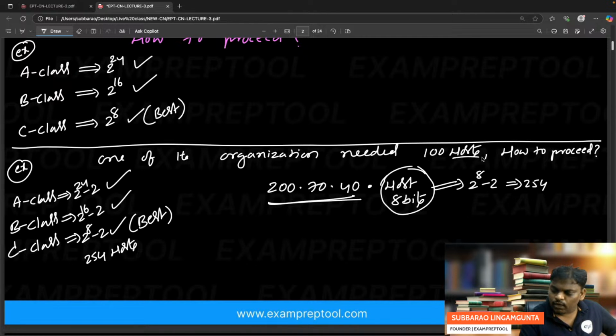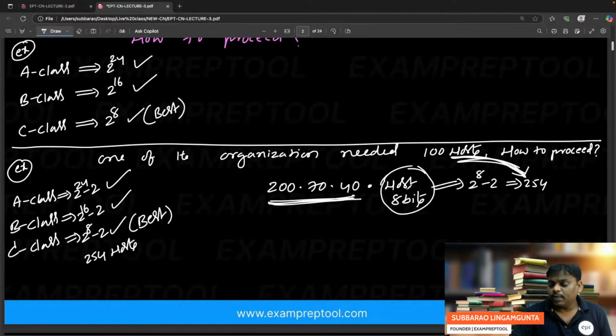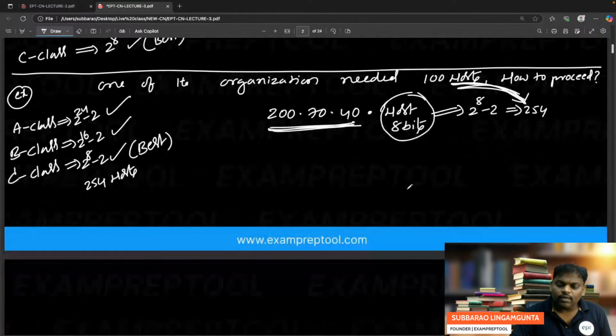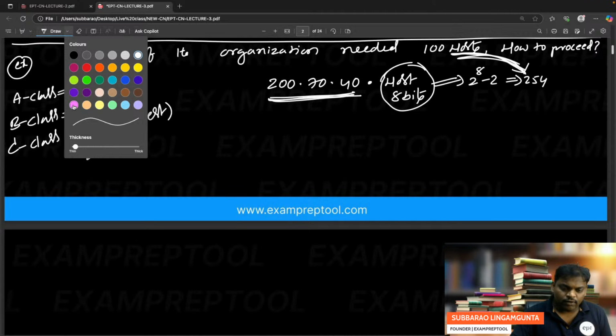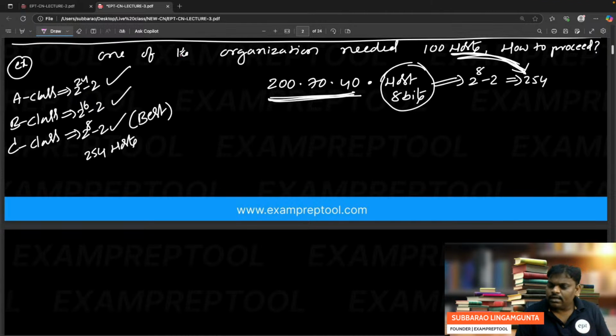But I want only 100 hosts. Everyone try to understand. I took one class C. The number of hosts possible is 254, but I want only 100 hosts. But is there any possibility? See exactly what subnetting will do. Please understand everyone.